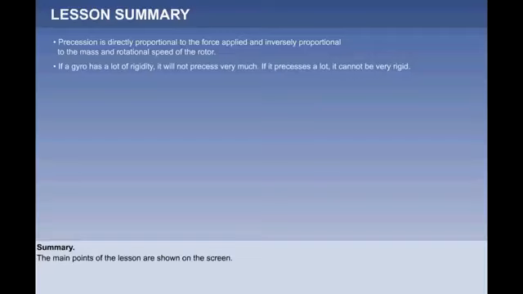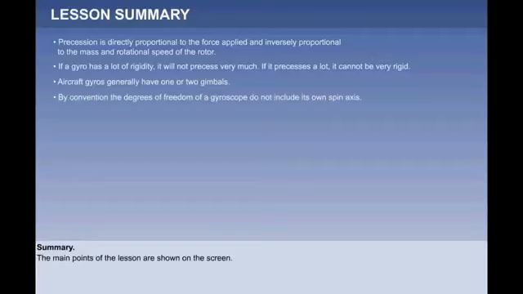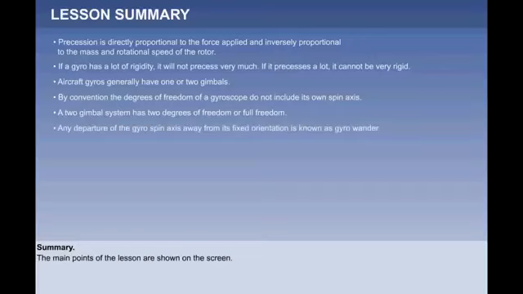Aircraft gyros generally have one or two gimbals. By convention, the degrees of freedom of a gyroscope do not include its own spin axis. A two-gimbal system has 2 degrees of freedom, or full freedom. Any departure of the gyro spin axis away from its fixed orientation is known as gyro wander. Gyro wander may be real or apparent, or a combination of both.